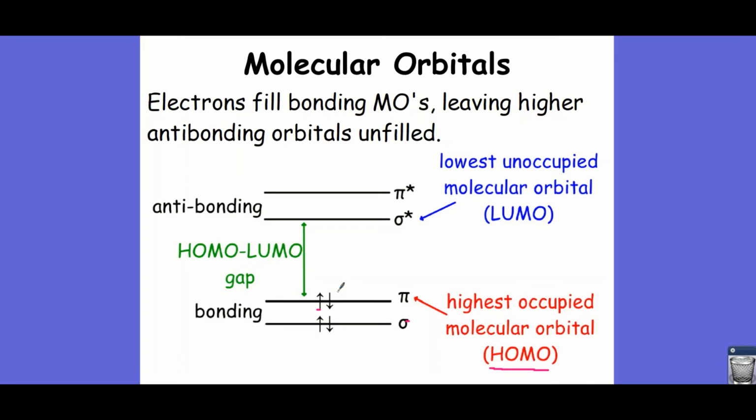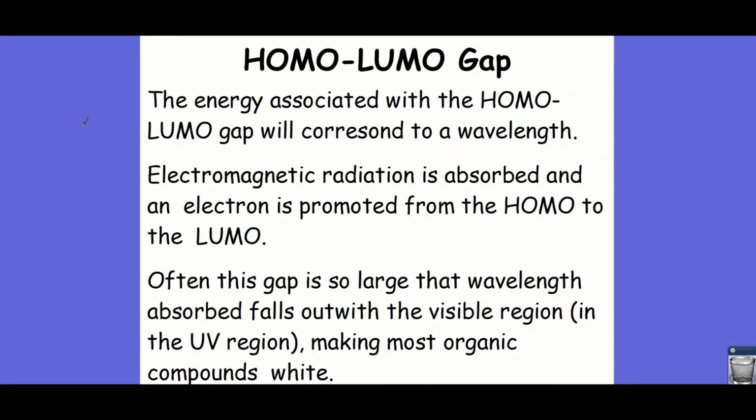There are probably a few bells going off in your head there. You're thinking about wavelengths, and you should be thinking about absorption, emission, and complementary colours. I'm sure that's what you're all sitting there thinking. So the idea of colour in organic compounds is all related to this HOMO-LUMO gap, and the energy associated with that gap will correspond to a wavelength. When electromagnetic radiation is absorbed, an electron will be promoted from the highest occupied molecular orbital to the lowest unoccupied molecular orbital, which will be an anti-bonding orbital.